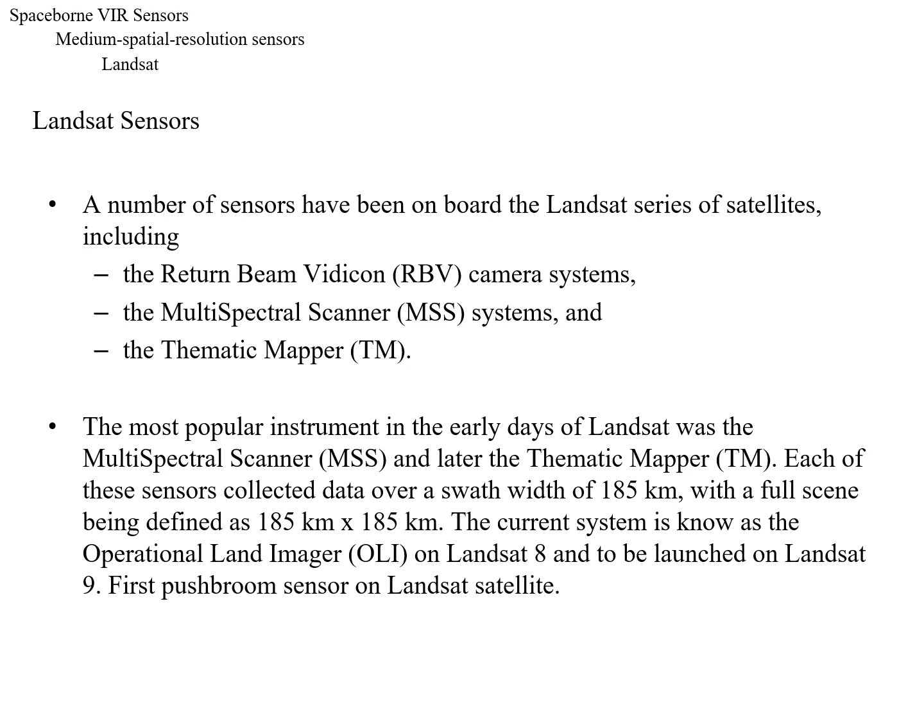Each of these sensors collected data over a swath width of about 185 kilometers, with a full scene being defined as 185 kilometers by 185 kilometers. Note that these are cross-track scanning systems, so there really is no scene height. There's a swath width that's a real value because it's determined by the mechanics, but you can cut off a Landsat scene anywhere you want. But it just so happens that people like square grids, and so the full scene is defined as 185 by 185 kilometers.